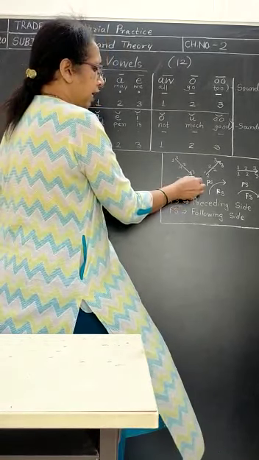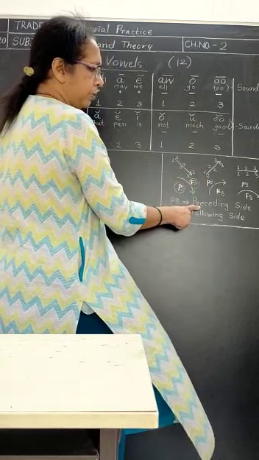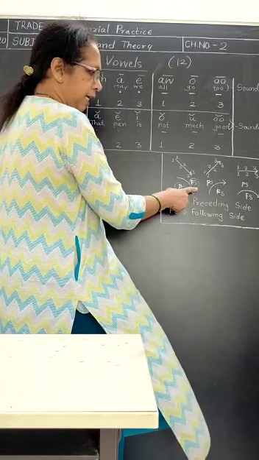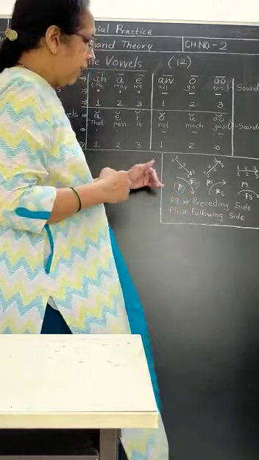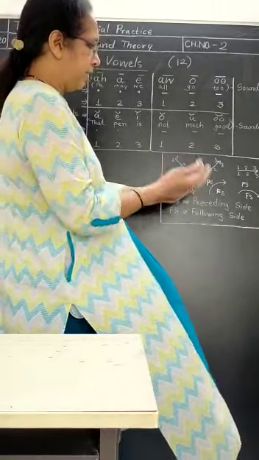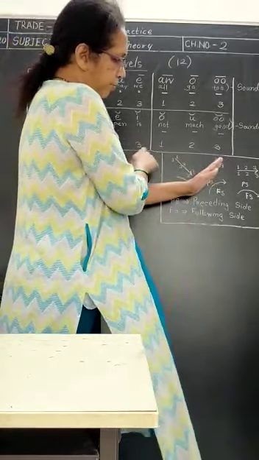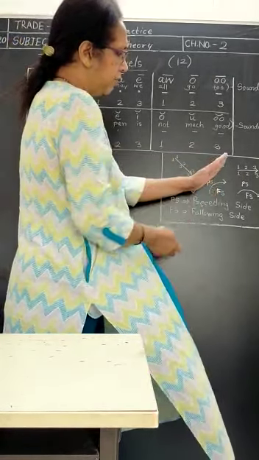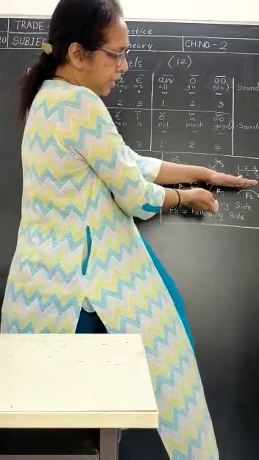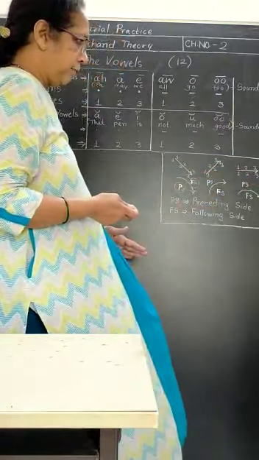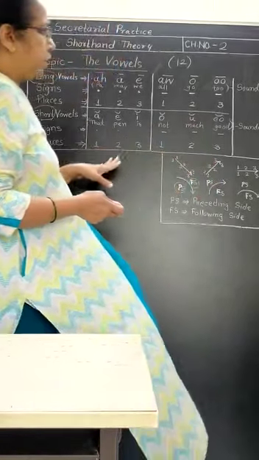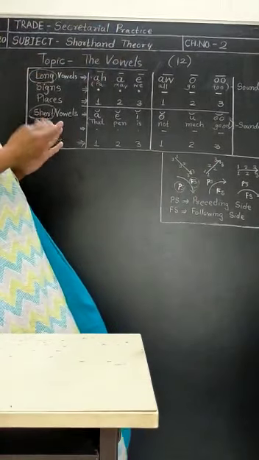Then what is PS and FS? PS stands for preceding side, FS stands for following side. The preceding side for down strokes is the left side and the following side is the right side. For upstrokes, it is again this side is the preceding side and this side is the following side. For horizontal, upside is the preceding side and downside is the following side. So these two charts are very important to write a word.